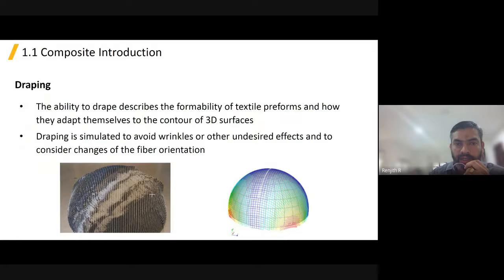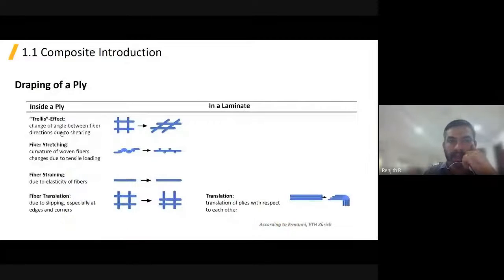And in most of the software, we can analyze how the draping will occur and what parameters we want to consider for draping. And these are some of the draping effects. For example, the trellis effect. In the trellis effect, the expected fiber orientation is like this, but when the draping happens, it will incline to some angle. That is what is called the trellis effect.